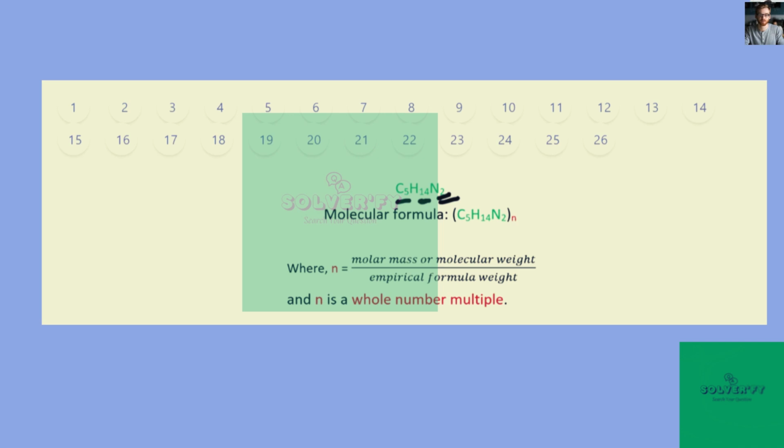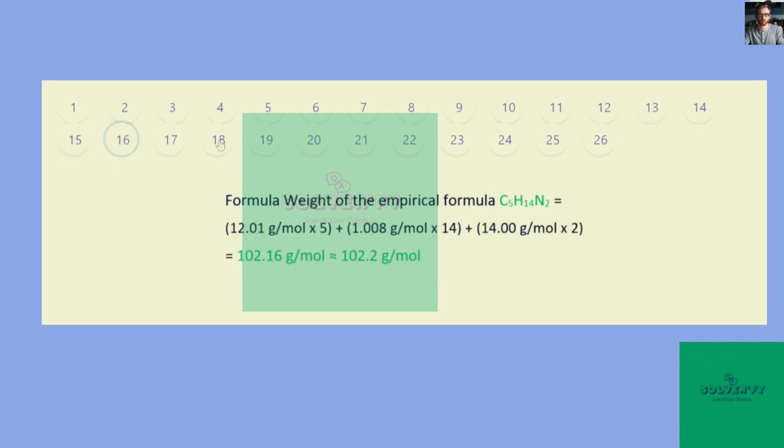Now we have to find the molecular formula out of it. Similarly, we put a bracket, and then we put an n as a subscript, and here n is the molar mass over the empirical formula weight. We are given the molar mass or the molecular weight, and now we have to find the empirical formula weight.